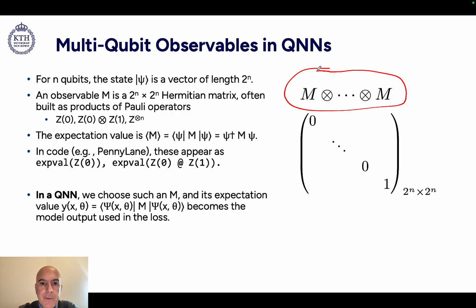The PennyLane framework allows us to do this in a very nice and straightforward way. We can just call a function called expval, for expectation value, and then we need to tell which observable and on which qubit. In a quantum neural network, we choose such an expectation value, so then this can feed in the output of the quantum neural network. And the model will use this output to calculate the loss.